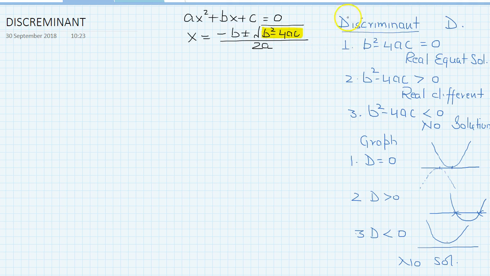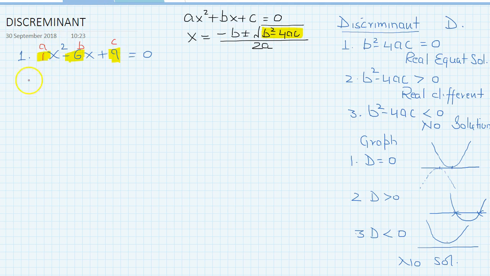Let me give an example to explain this. Our first example is x square minus 6x plus 9 is equal to 0. So what kind of roots is this one having? So here we have, this is the value of a, this is the value of b, and this is the value of c. a is 1, b is minus 6, and c is 9.